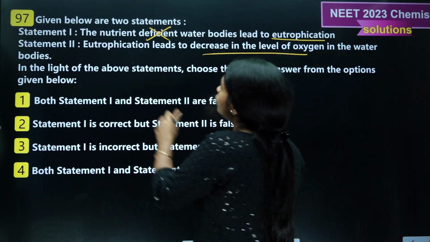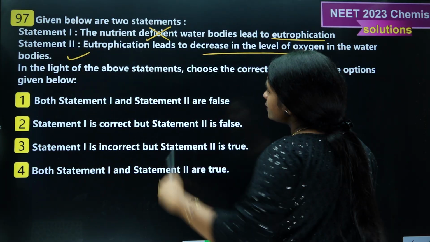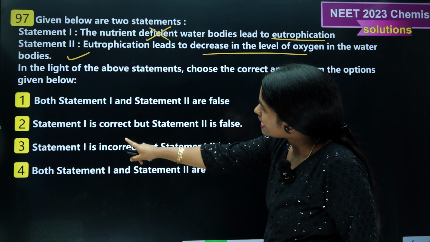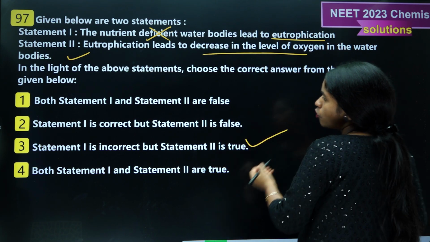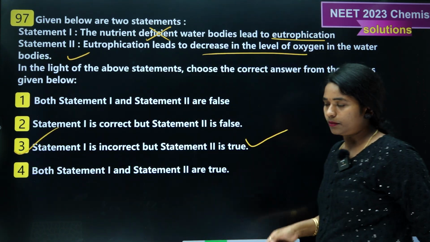Statement 2 is correct, statement 1 is false. So statement 1 is incorrect and statement 2 is correct. So option 3 is the correct answer.